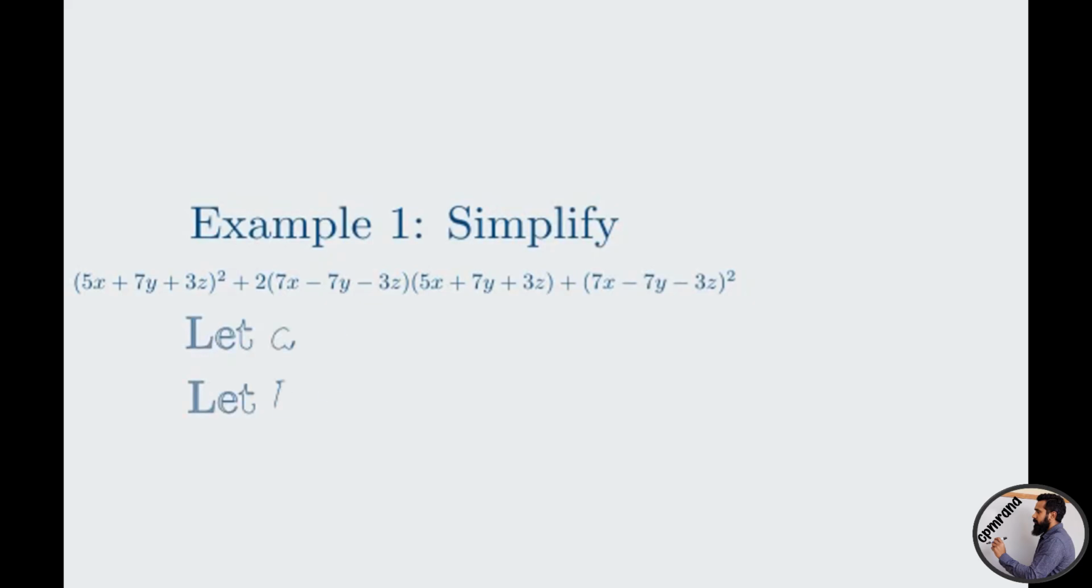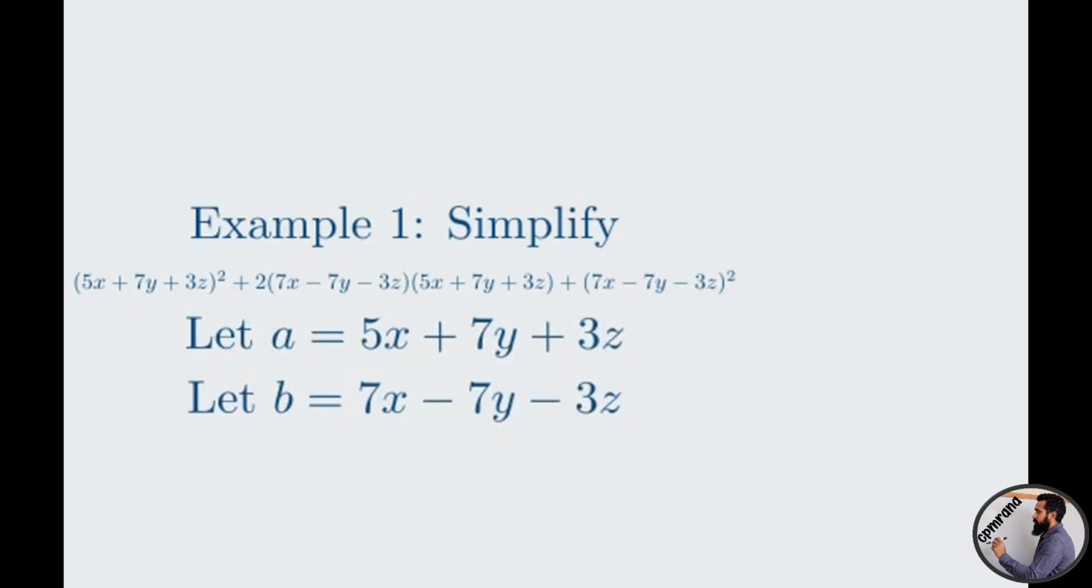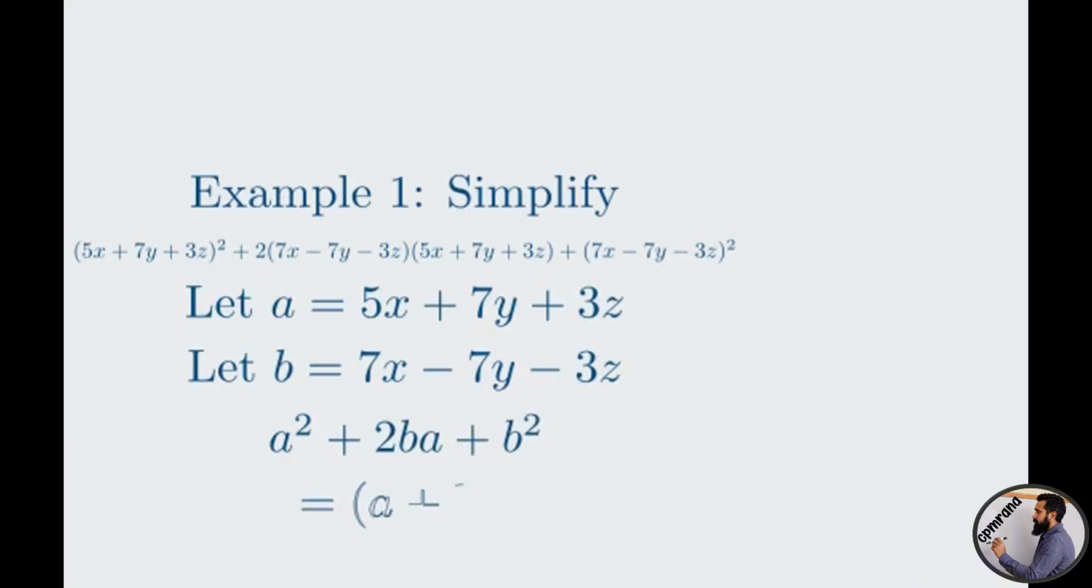For our first example, we will simplify an expression involving three variables, x, y, and z. This looks quite long, but notice the pattern. We have a term squared, then 2 times 2 different terms, then the other term squared. Let a equal 5x plus 7y plus 3z and b equal 7x minus 7y minus 3z. By substituting these complex parts with simple letters like a and b, the expression becomes, this is exactly our identity for (a plus b) squared.